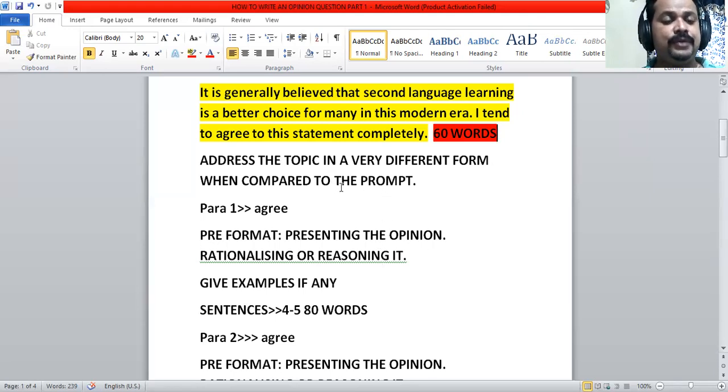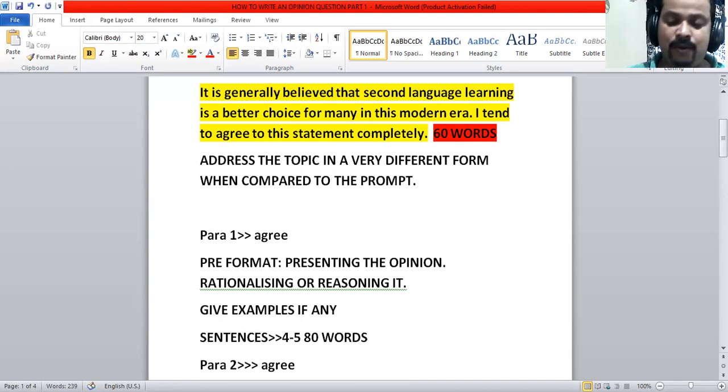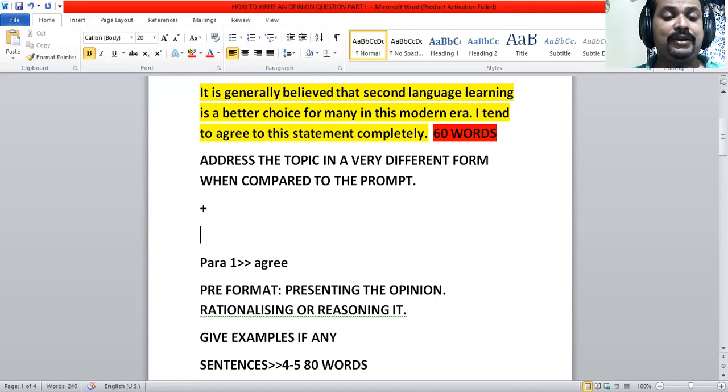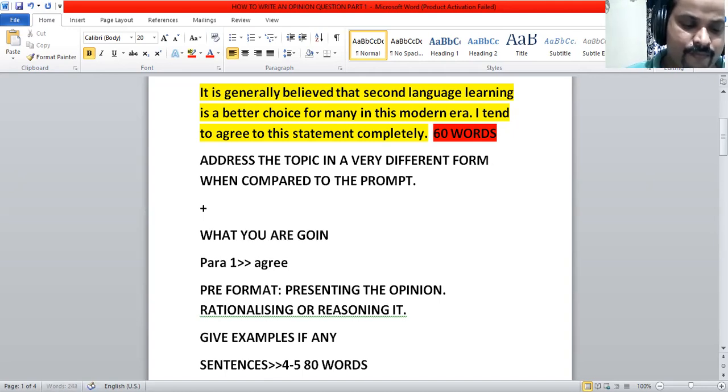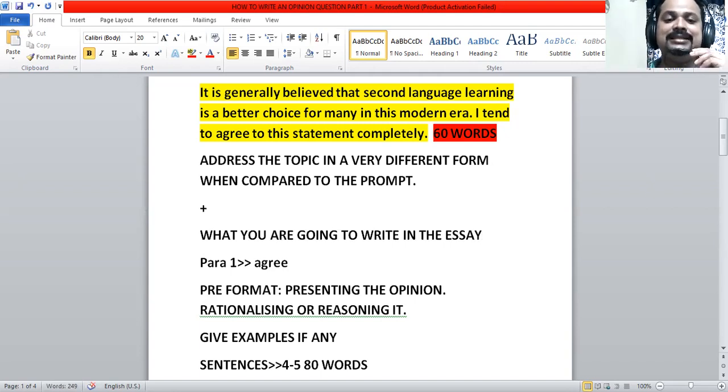The first part of the introduction is clear. Address the topic in a very different form when compared to the prompt. And the second thing we are going to write in the introduction is what you are going to write in the essay. This is the highlight. So I tend to agree with this statement completely. Yes, that is what you are going to write inside.